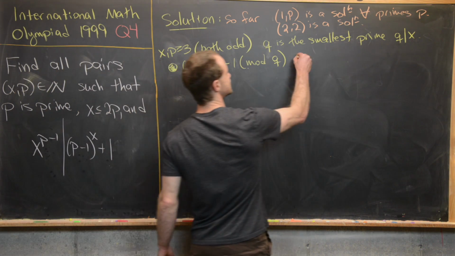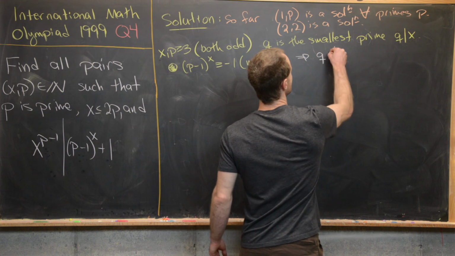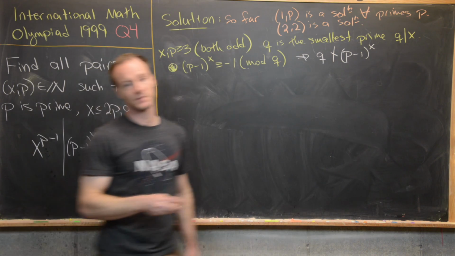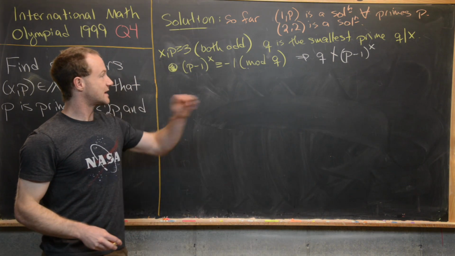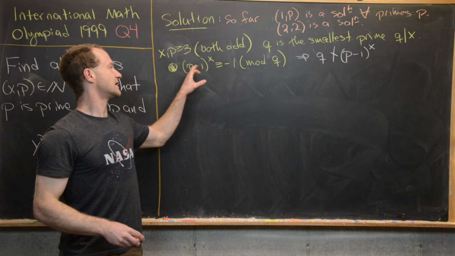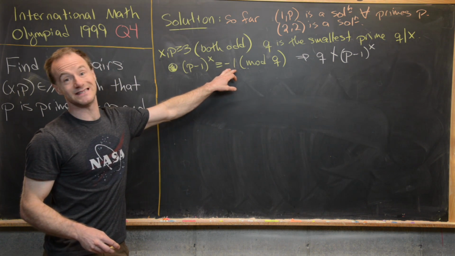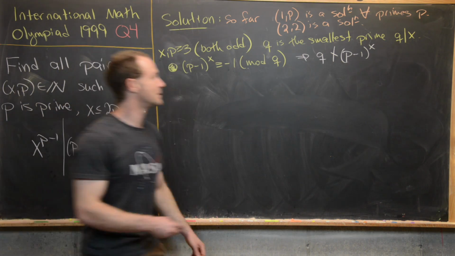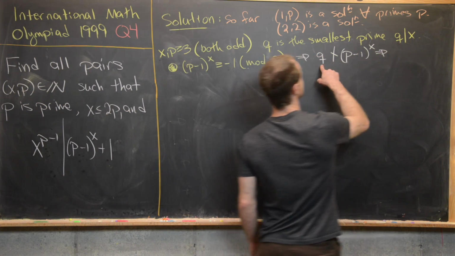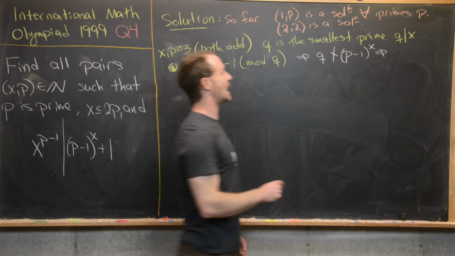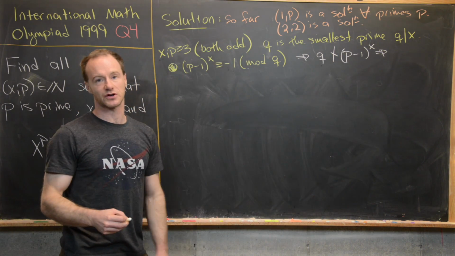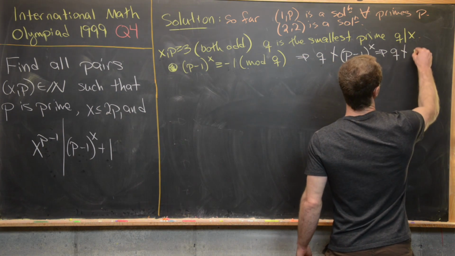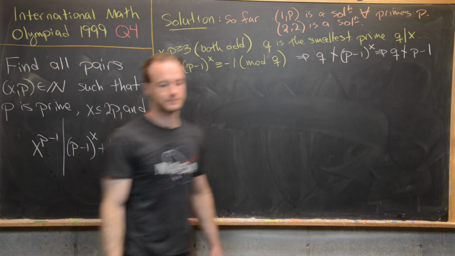But now let's notice that this implies that q does not divide p minus 1 to the x. Great, and that's pretty clear because divisibility is the same thing as being congruent to 0. Since this is not a 0 over here, that means q does not divide that thing. But since q is a prime and it doesn't divide this exponential of a certain number, it doesn't divide the number itself. So we know that q does not divide p minus 1.